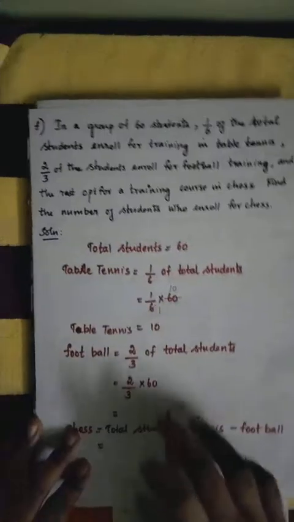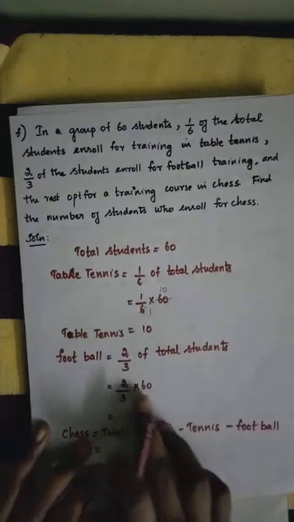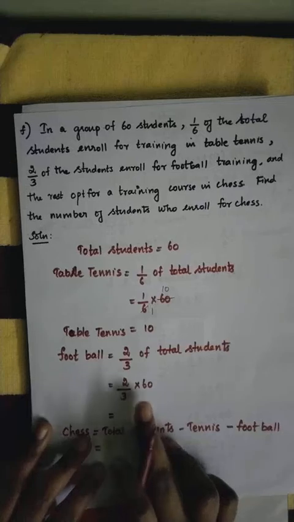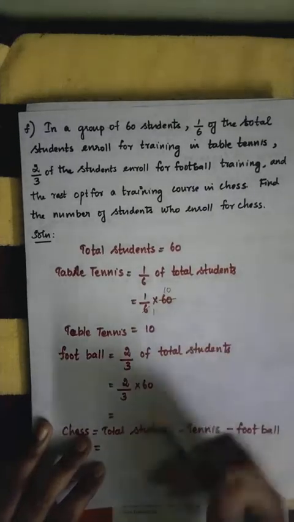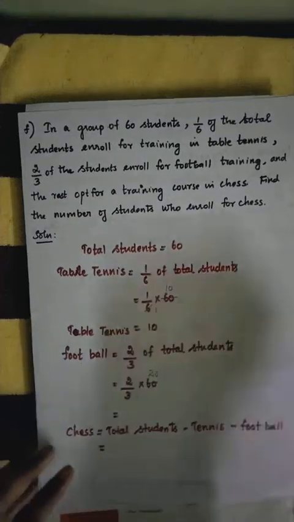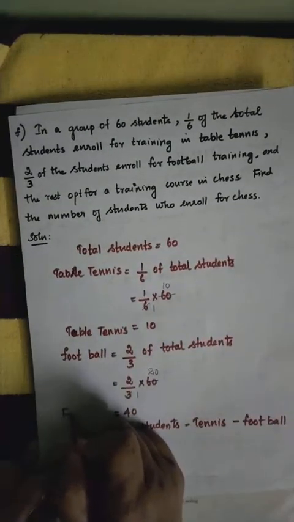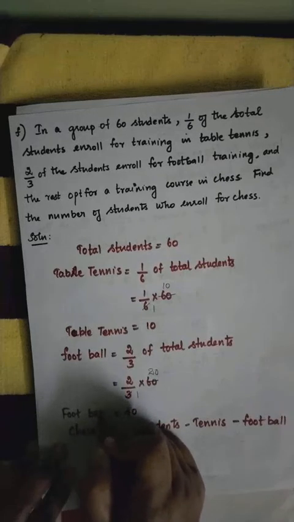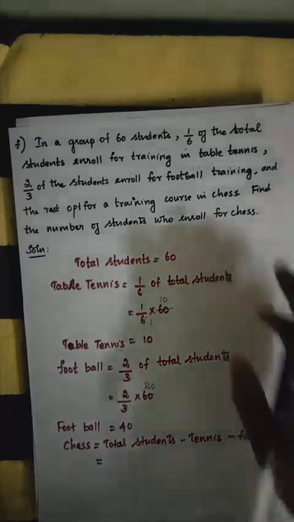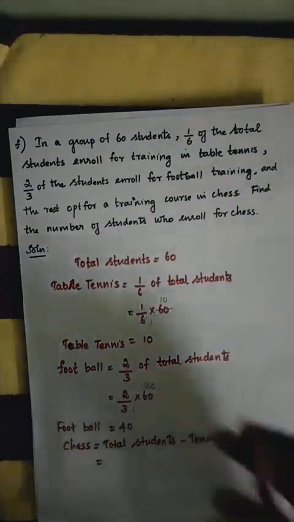So next, football. Football is 2/3 of the total students. So 2/3 of 60. So 2/3 into 60: 1 3 is 3, 2 3s are 6, 20. It is 40. 2 into 20 is 40. So football is 40 students. We are going to find the number of students who enroll for chess. Find the number of students who enroll for chess.